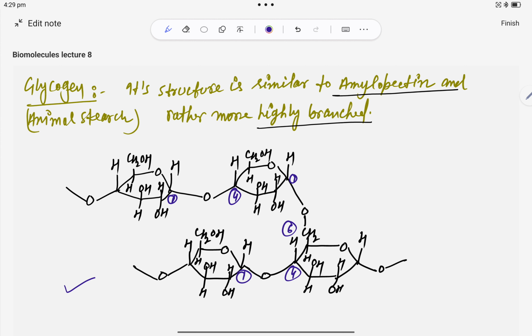So here all the polysaccharides we have completed. So this is all about today.